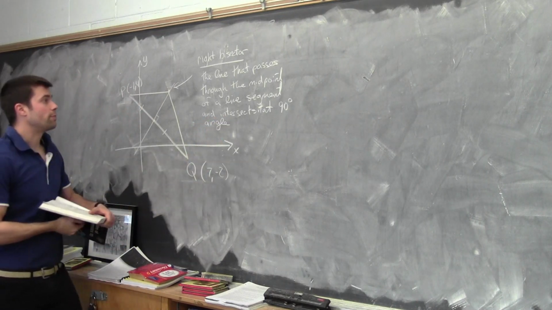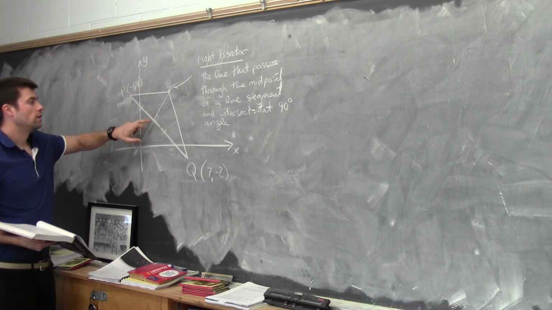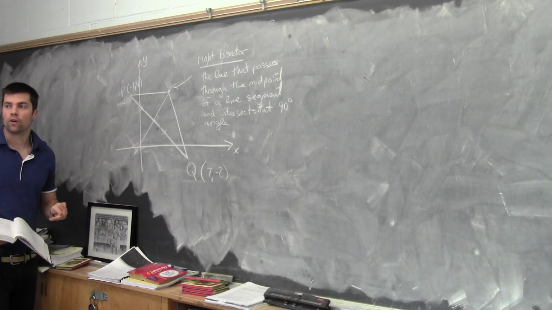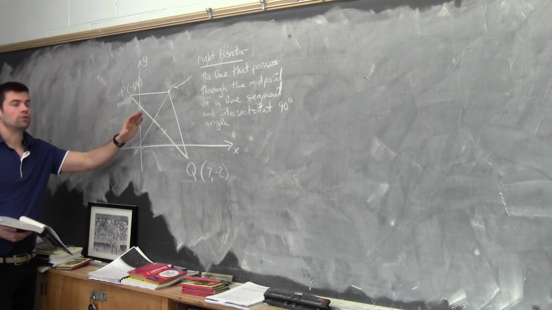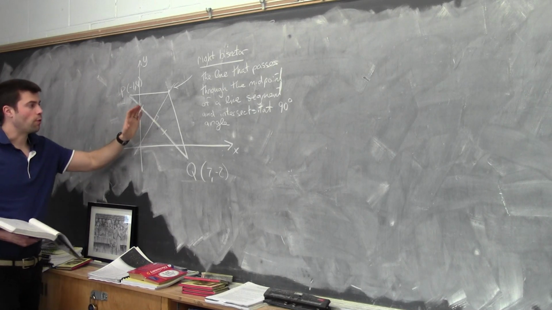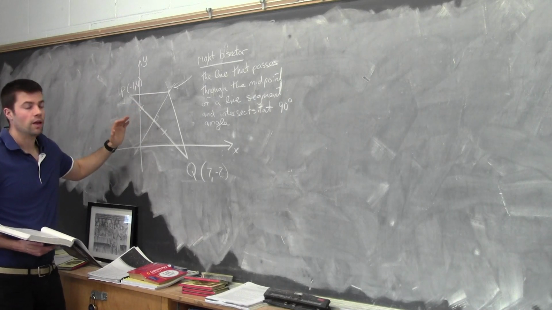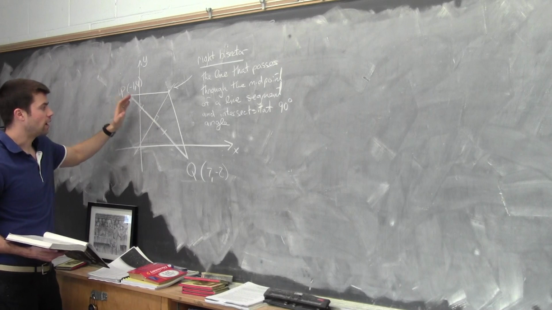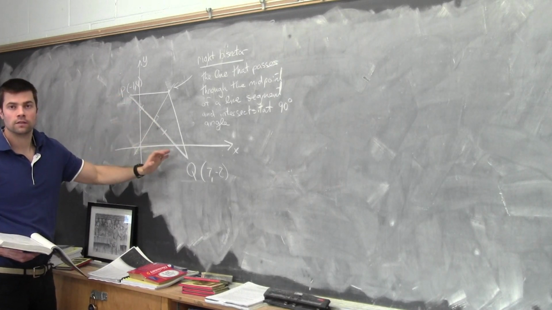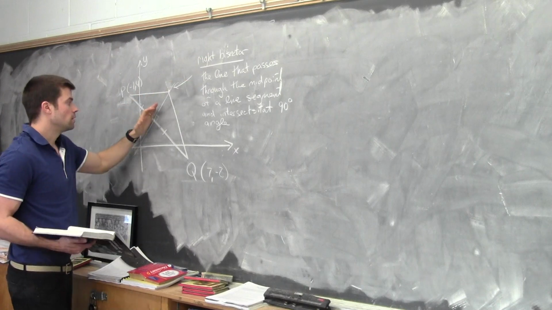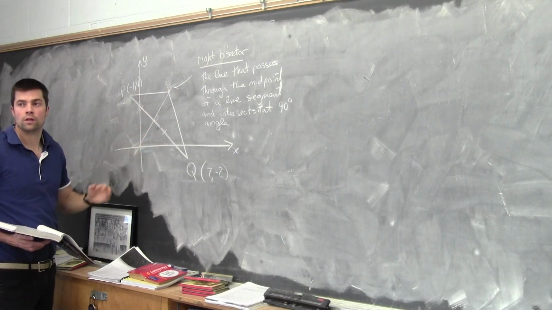Okay, so it's the line that passes through the midpoint of a line segment and intersects it at a 90-degree angle. So there are two constraints, or two properties, that the right bisector needs to be defined by. The first is that it has to pass through the exact middle of the line segment that it's bisecting. That's why it's called a bisector, because it crosses through the middle of the two.